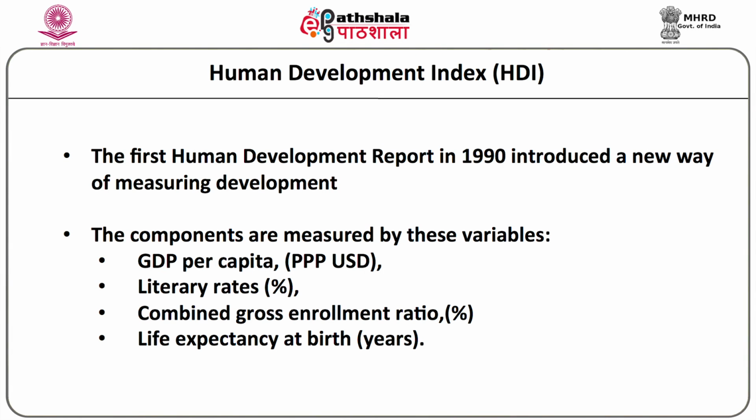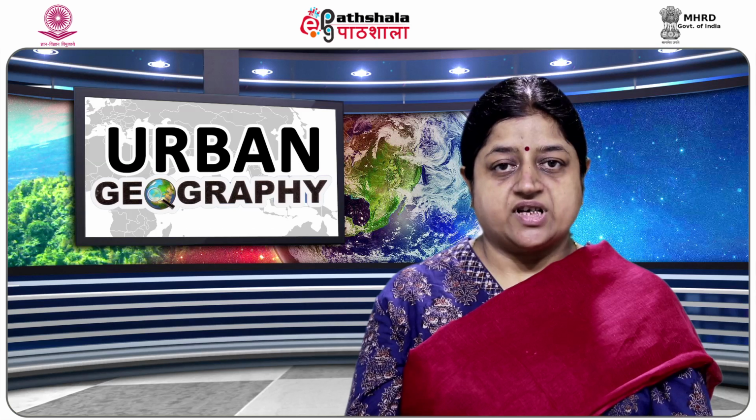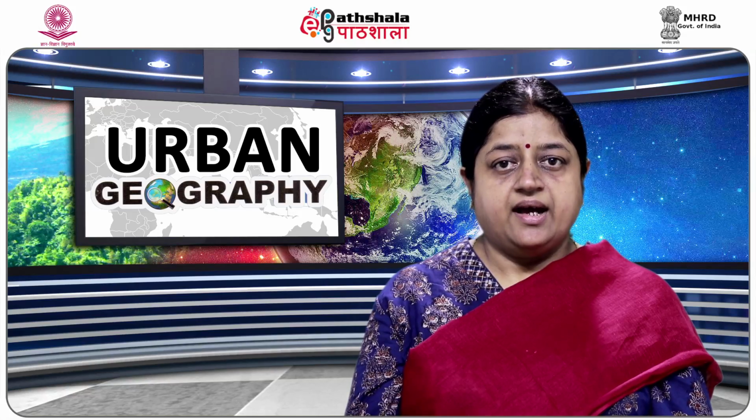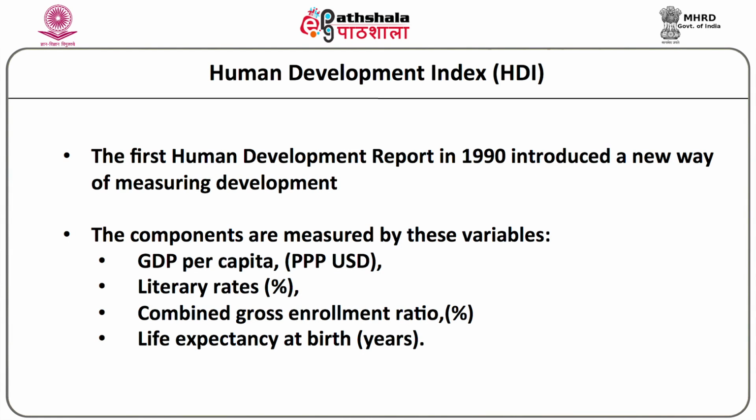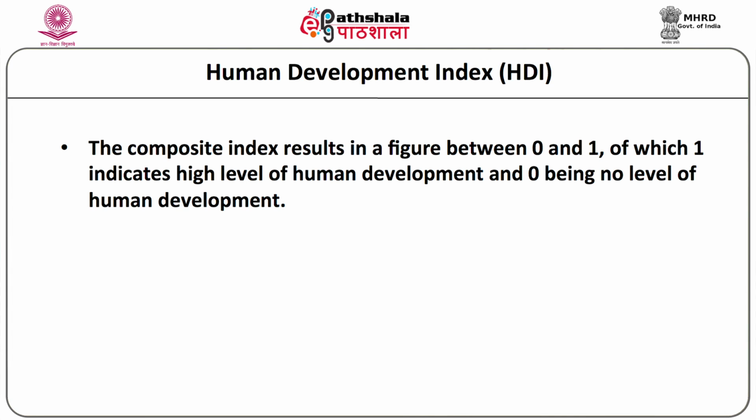Human Development Index. The first Human Development Report in 1990 introduced a new way of measuring development by combining indicators of life expectancy, educational attainment, and income into a composite human development index called the HDI. The components are measured by 4 variables, the first one being GDP per capita, measured in terms of US dollars, literacy rates in percentage, combined gross enrollment ratio, and life expectancy at birth. The composite index results in a figure between 0 and 1, of which 1 indicates a high level of human development and 0 being no level of human development.